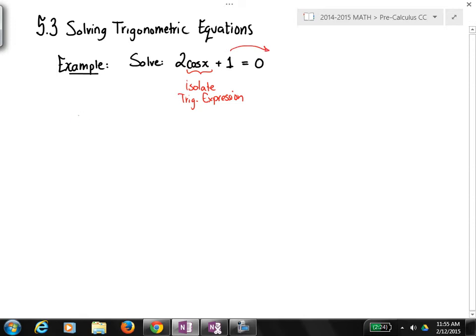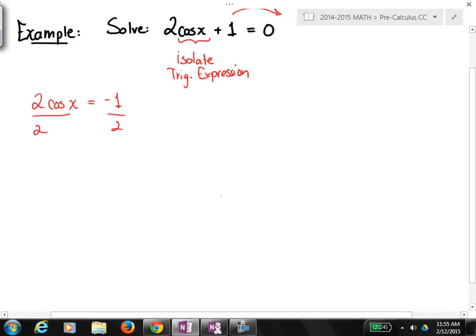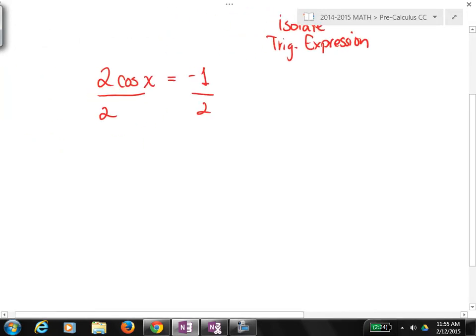I'm going to write over here, I'm going to have 2 cosine of x is equivalent to negative 1. And then to isolate that, I have to divide by 2. Divide by 2. Let me zoom in on this portion. And I have cosine of x is equivalent to negative 1 half. And don't forget, these are the expressions that we've done before. This right here is an angle because the input for cosine or any of the trig functions are angles.